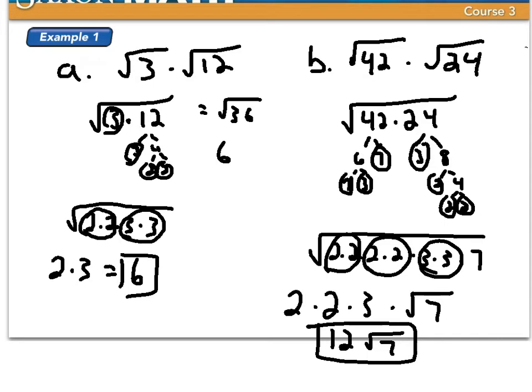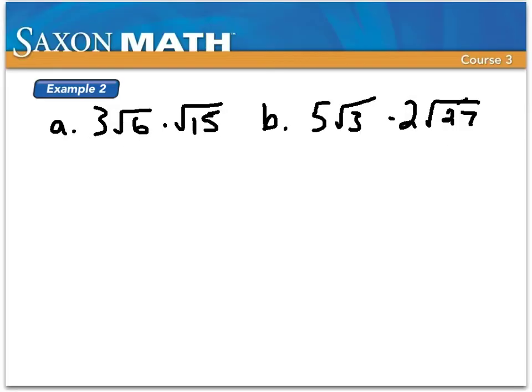Alright, and let's move on to the next set of examples. Okay, in examples 2, parts A and B here. Okay, so now these look a little different. So we're going to talk about what to do when we've got a number outside a square root that's combined with these square roots. So we can only multiply numbers outside the square roots together with other numbers that are outside the square roots.